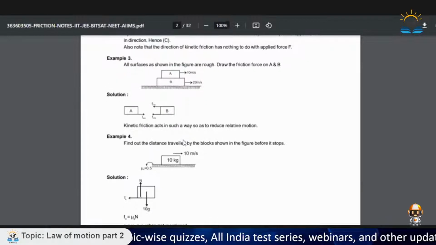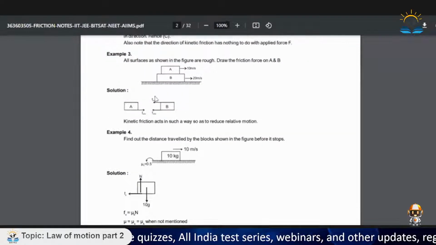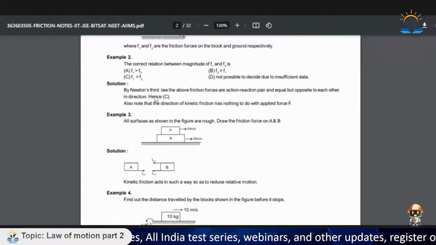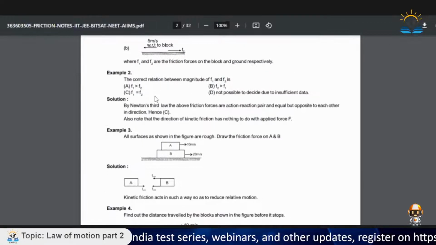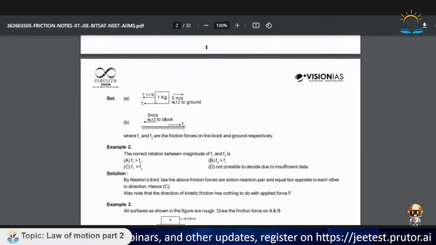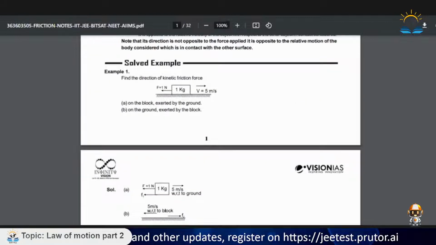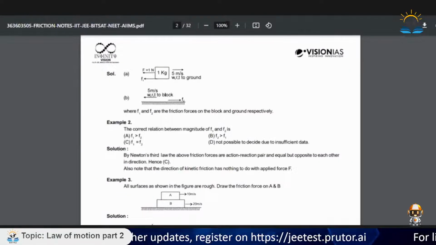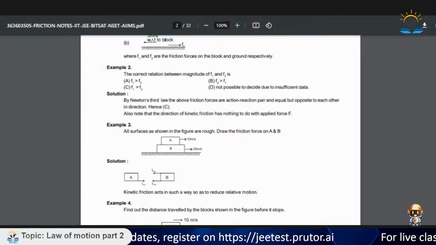Let us see this example number 3. Let us see this example number 2. The correct relation between magnitude of F1 and F2 is. So basically, for here the diagram is not given. Let us see example number 3.